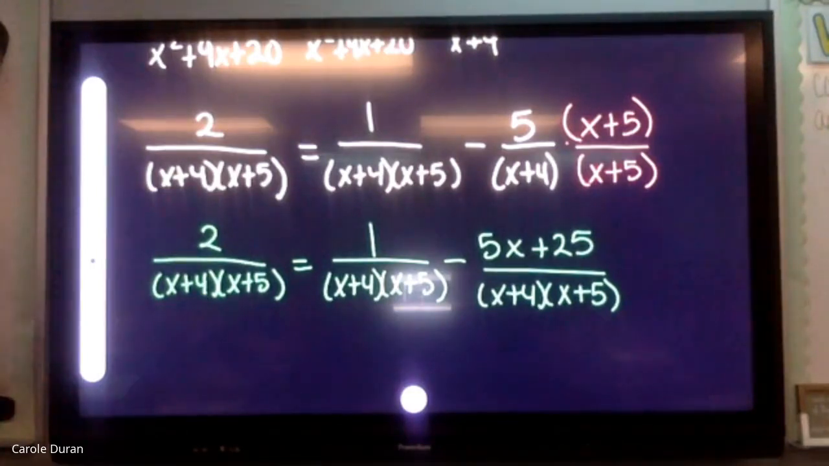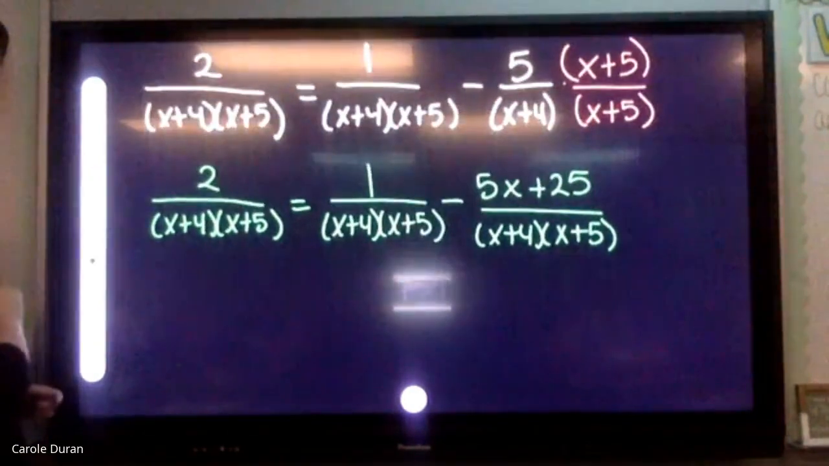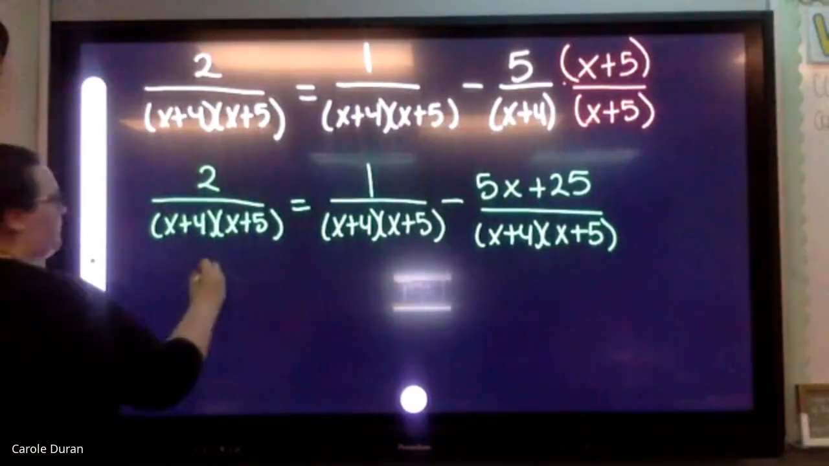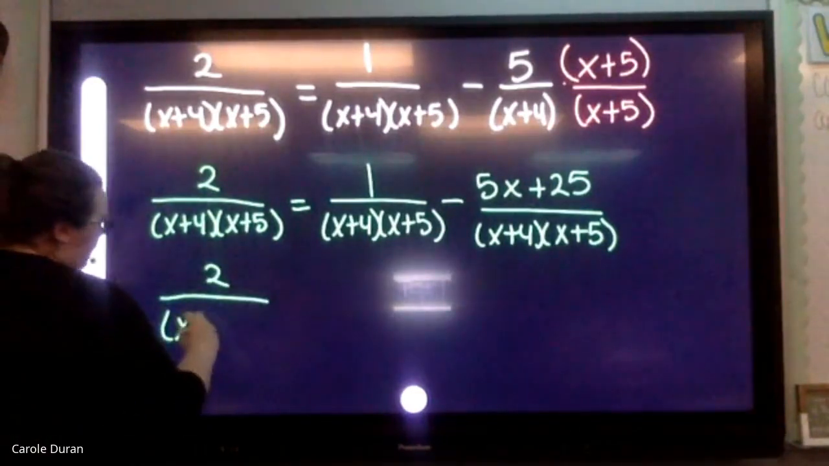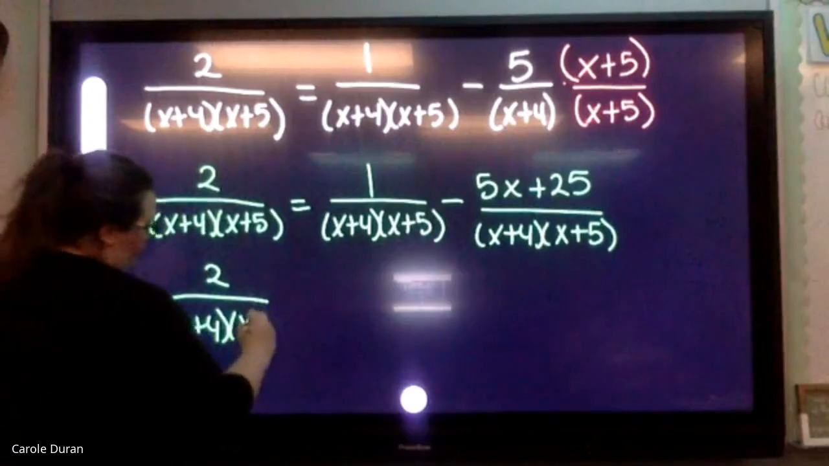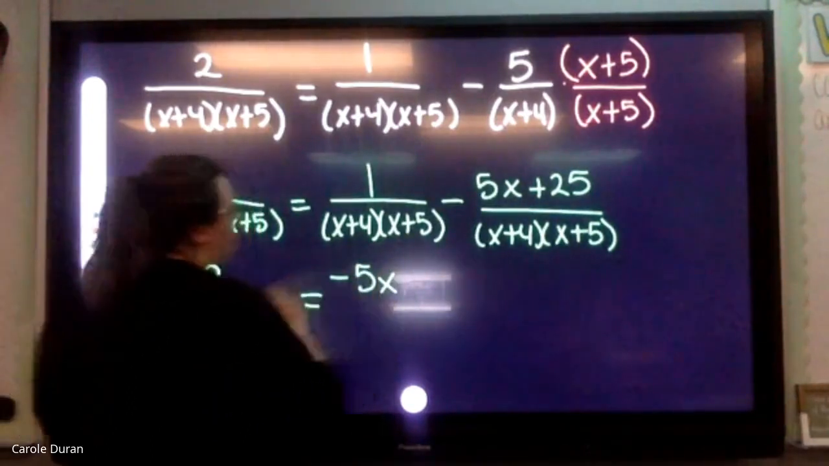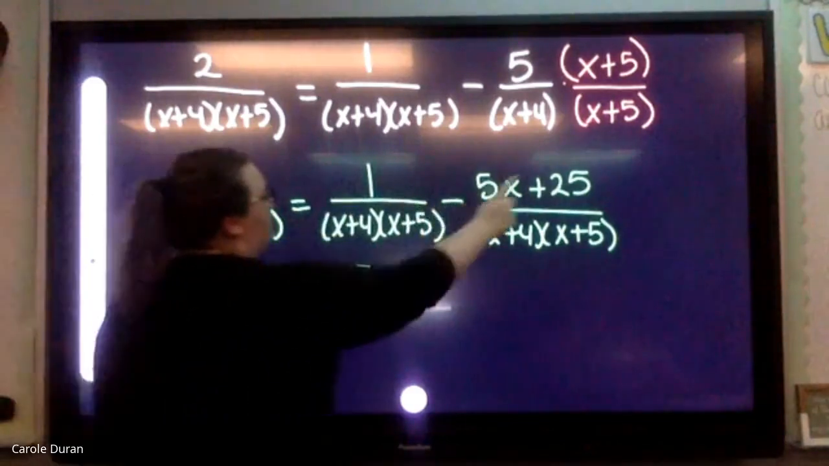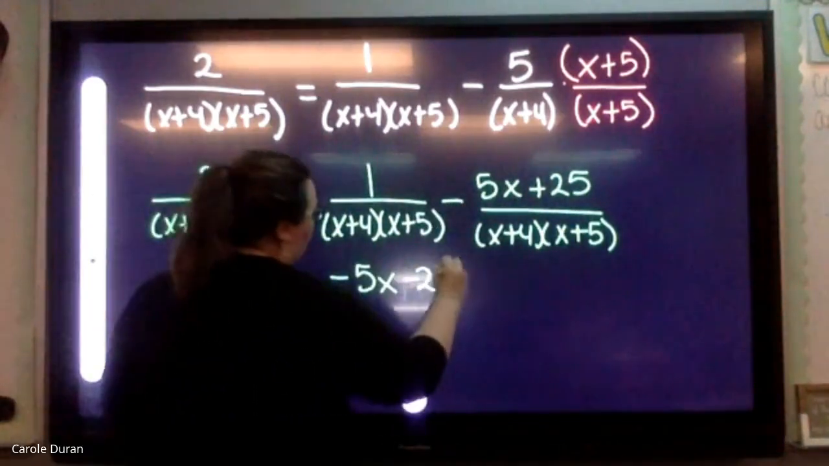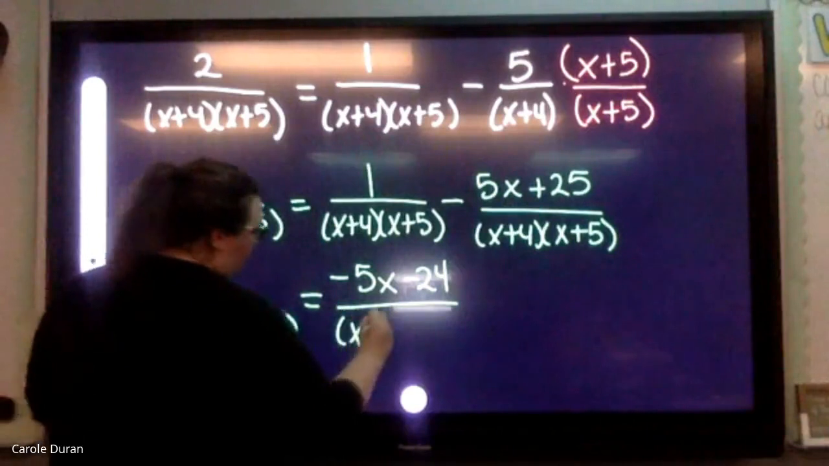Distribute the negatives because I need to simplify that right-hand side down to one fraction. So when I distribute that, I'm going to have 1 minus 5x minus 25. My left side will stay the same. My negative 5x will remain the same, and then I can combine the 1 and the negative 25 to get negative 24. Still over that denominator.